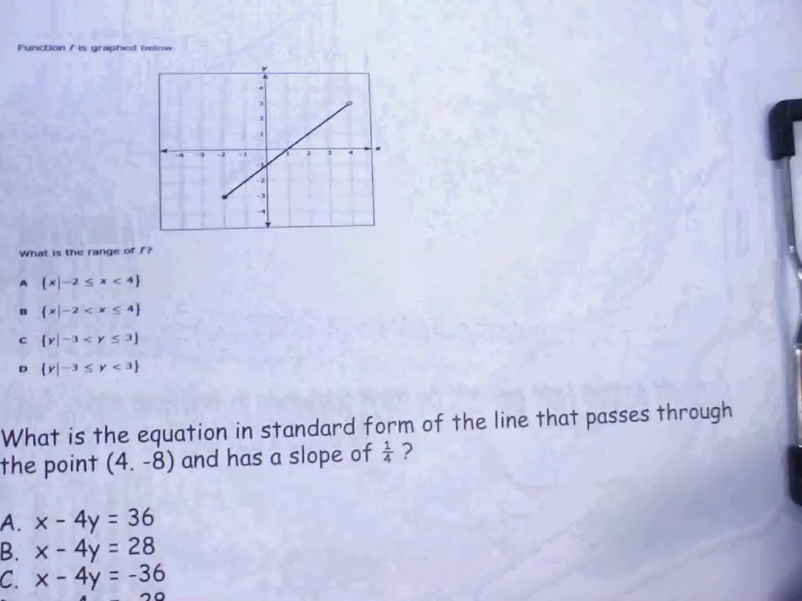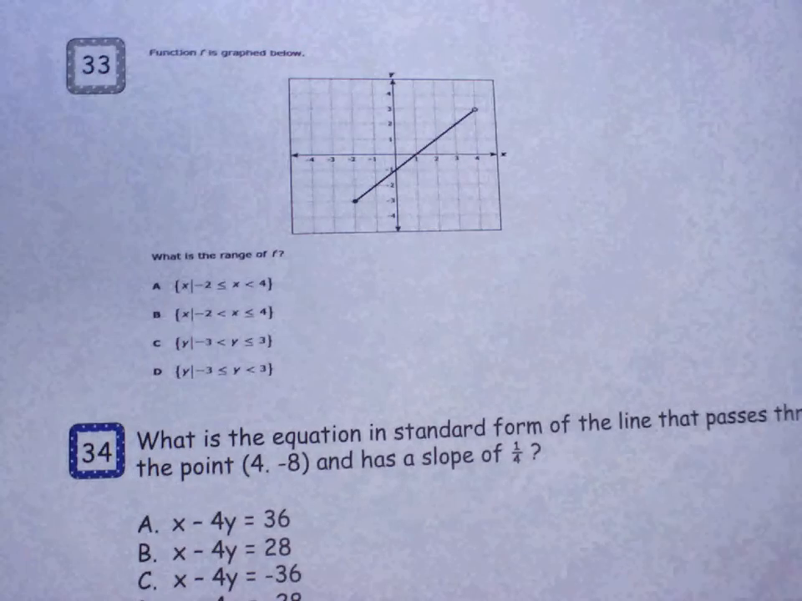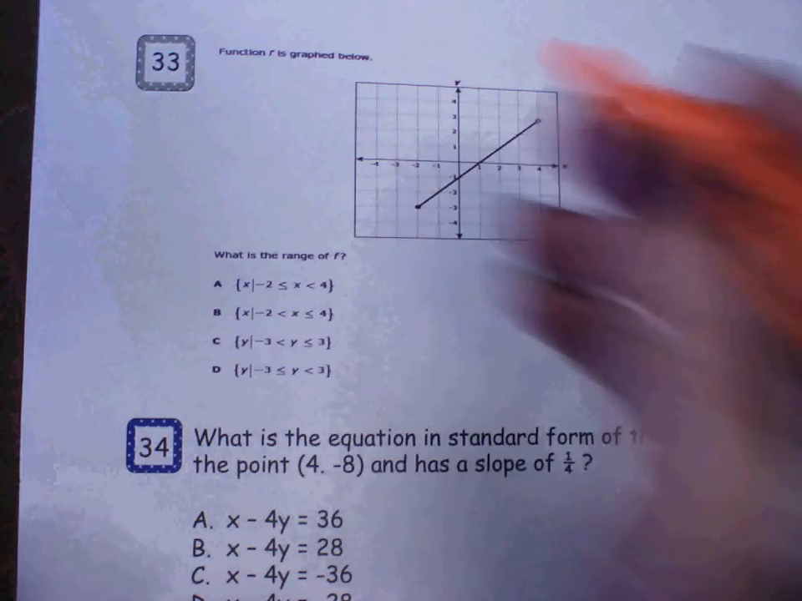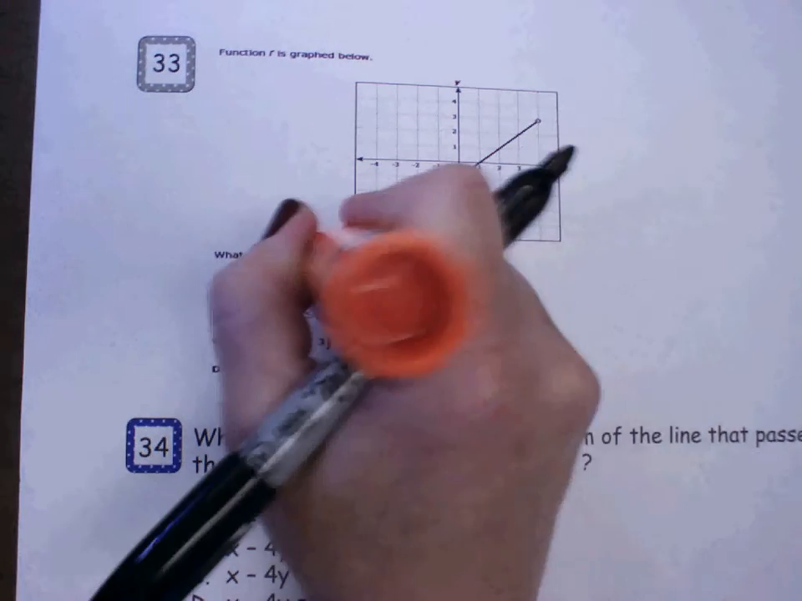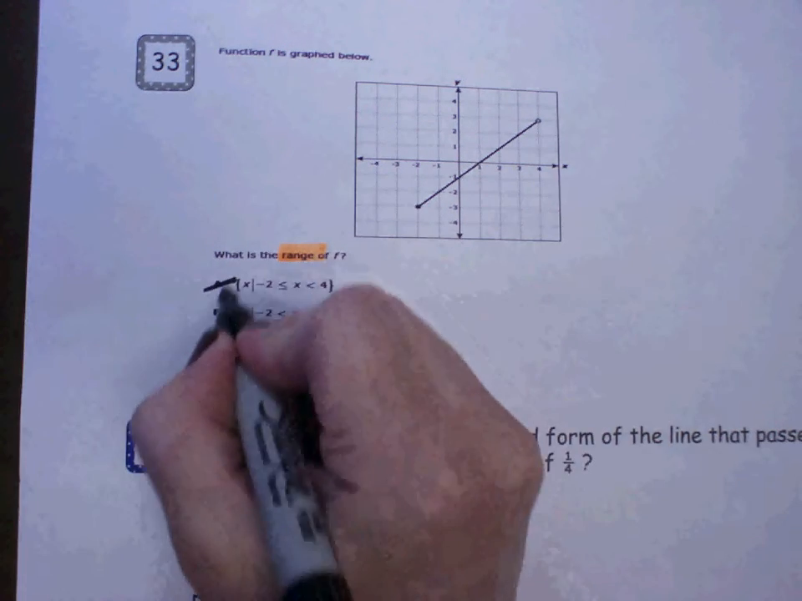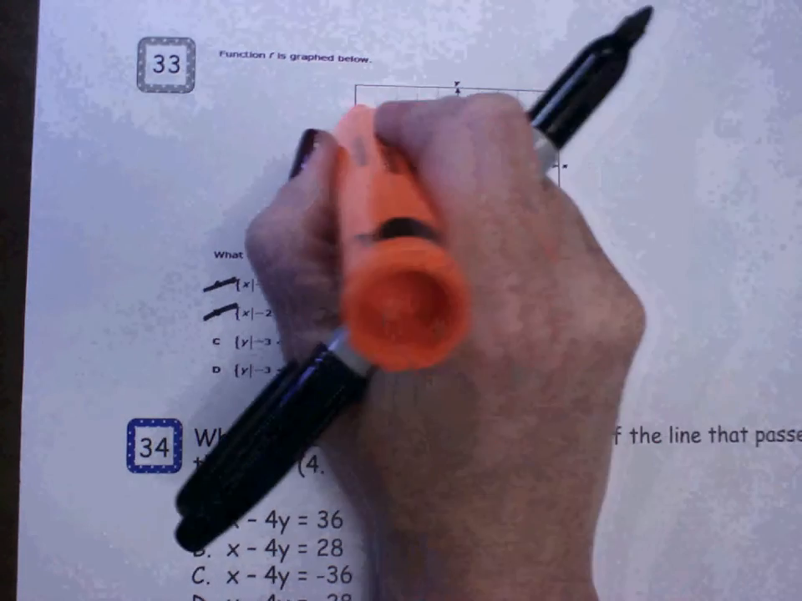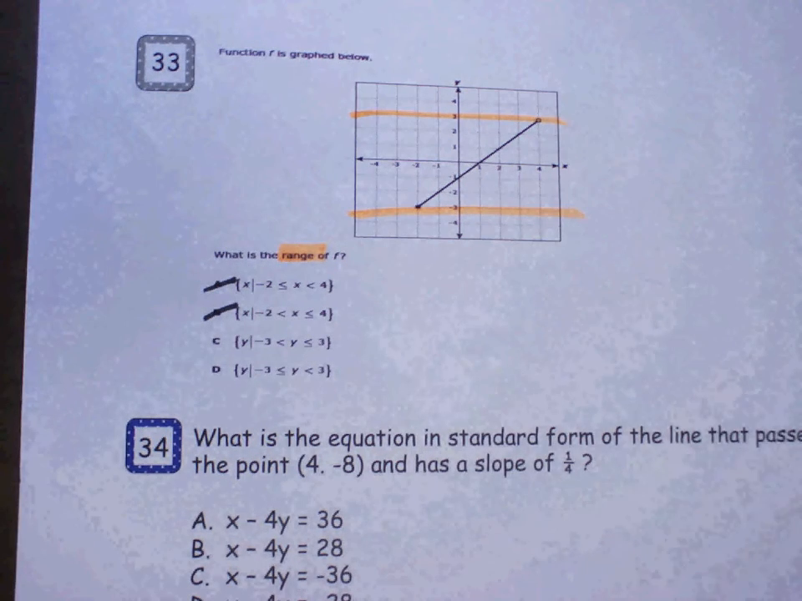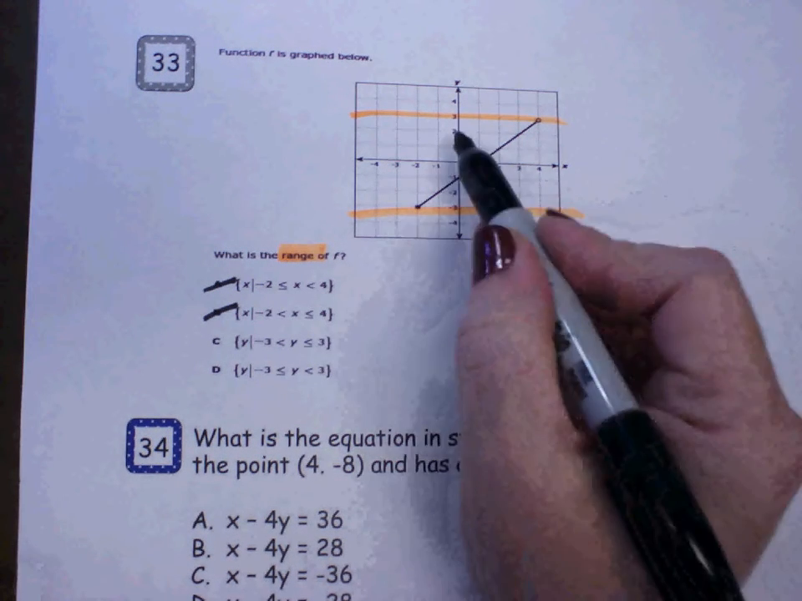All right, function f is graphed below. What is the range of f? So if it's asking you for the range, what is it asking for? All right, so which two can you eliminate? A and B. Very good. So it's from here to here. What numbers would that be? Negative 3 and positive 3.